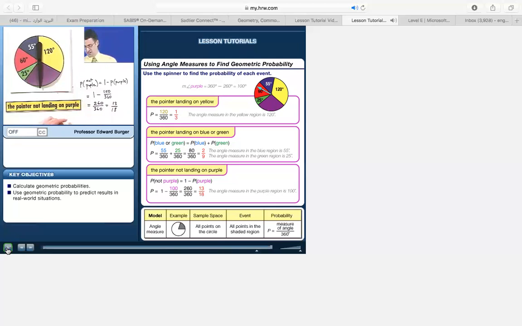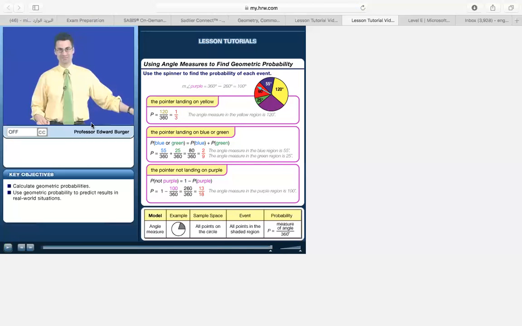13 over 18 is actually kind of close to 1, which means that the probability of not landing on purple is somewhat high. So if I spin this, I'd expect to be more likely that I'm one of these other places than on purple. Let's see how lucky I can be. Not on purple. And there you go.